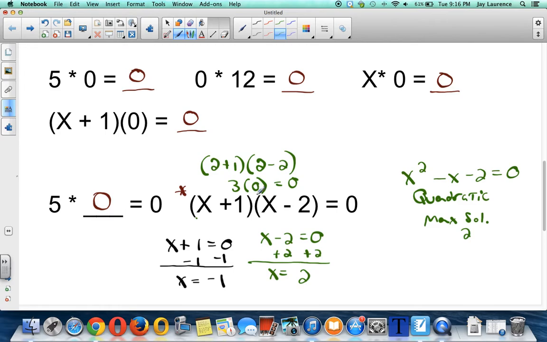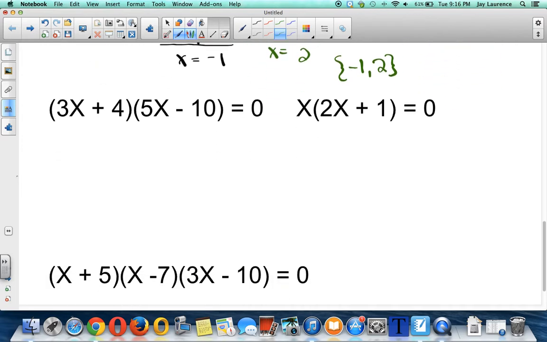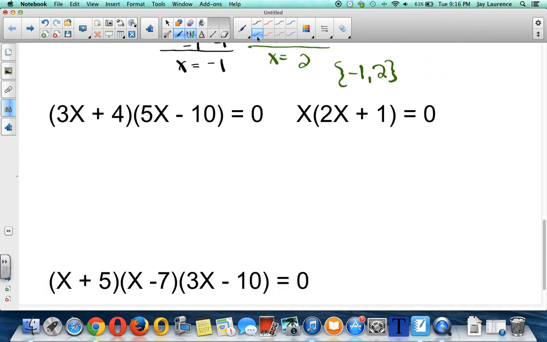So you see, this equation is quadratic, and it actually has 2 solutions. The solutions are x equals negative 1 and x equals 2. The solution set would be negative 1 and 2. Now, I know you don't totally get this 100% right now, so let's do a couple more examples and see what you can do.